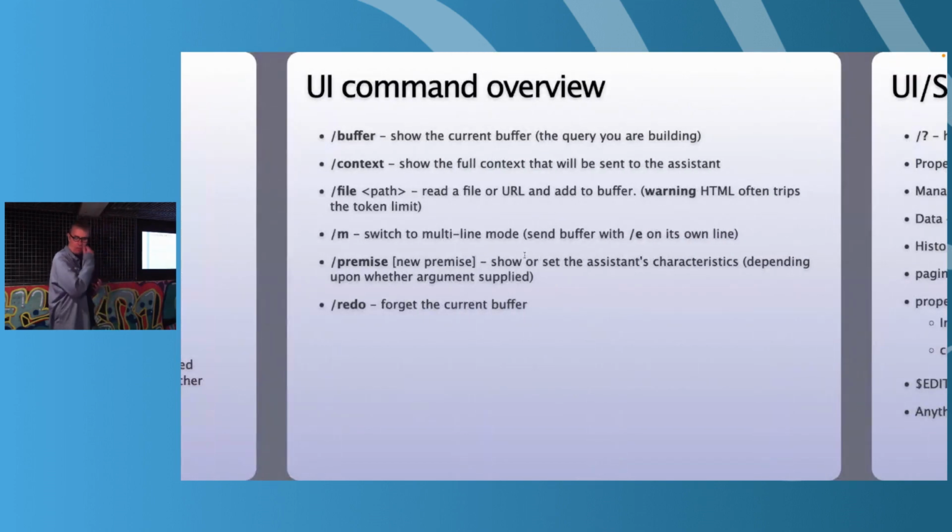So a quick overview then. We've looked at most of them: context, we've seen file, we've seen multi-line mode and premise. The only other two are buffer, which is just to show you what you're about to send. Because if you've been authoring stuff with multiple lines and then you've added a file, you might want to see what you're about to send. So if you give it buffer, it will show you what you're about to send off to the AI. And redo, which will forget your buffer for you if you've made a mistake and you want to do it over.